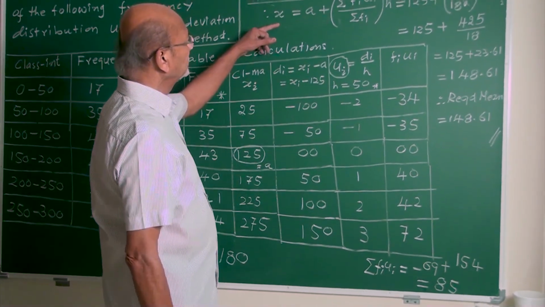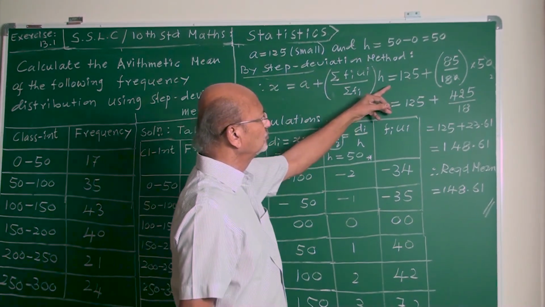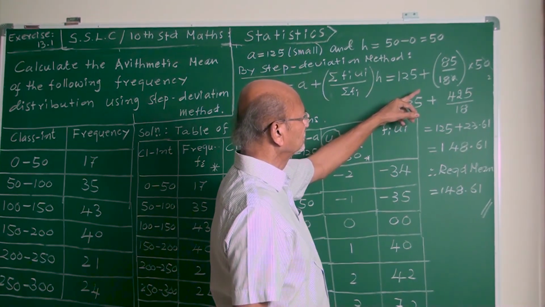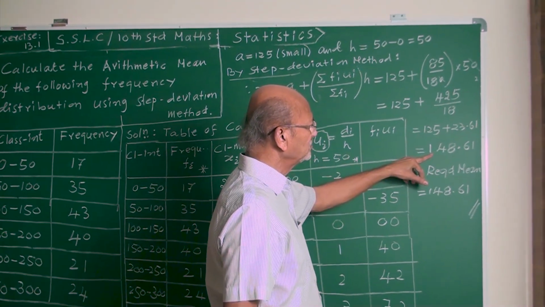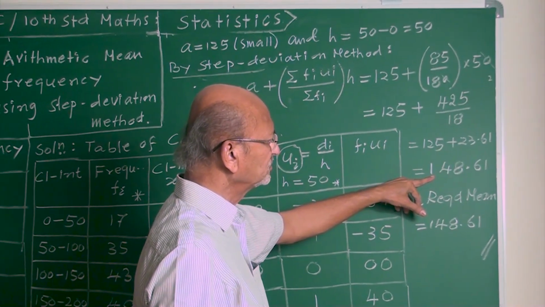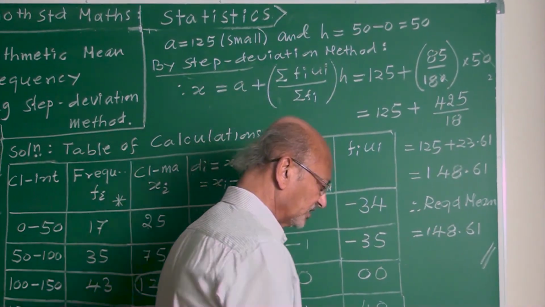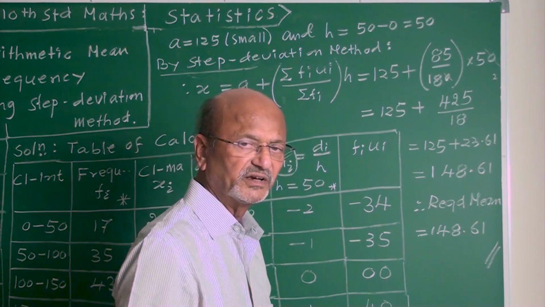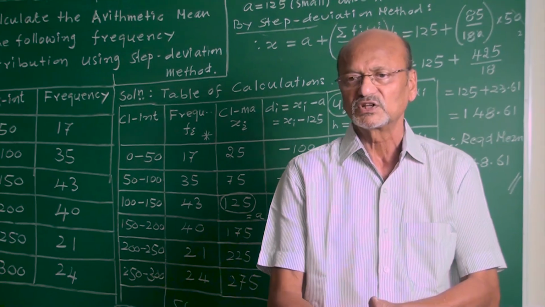Then, by step deviation method, this is the formula. 125 plus this. Simplification, 23.61, addition, 148.61. That will be the required mean, my friends. This I have explained, the third method of finding mean, by step deviation method.